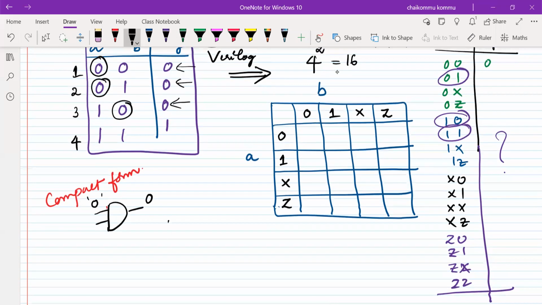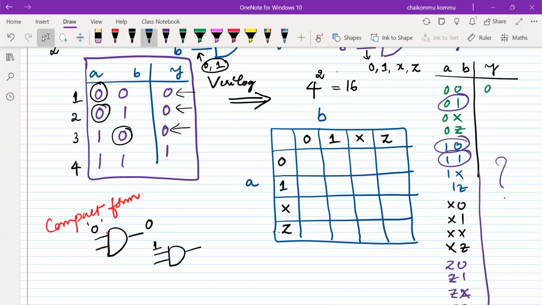Similarly, if any one of the inputs of the AND gate is logic 1, what will happen here? You look at here. So logic 1 we are applying here.